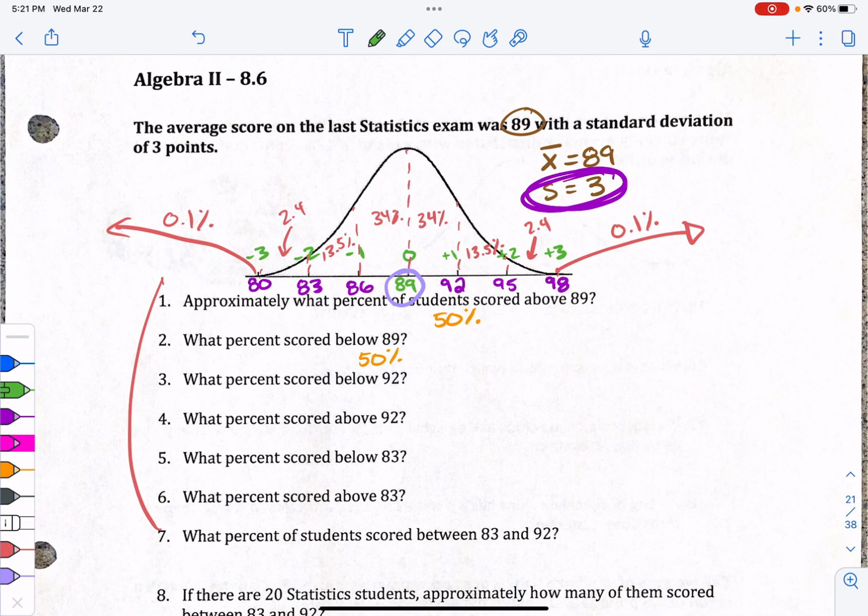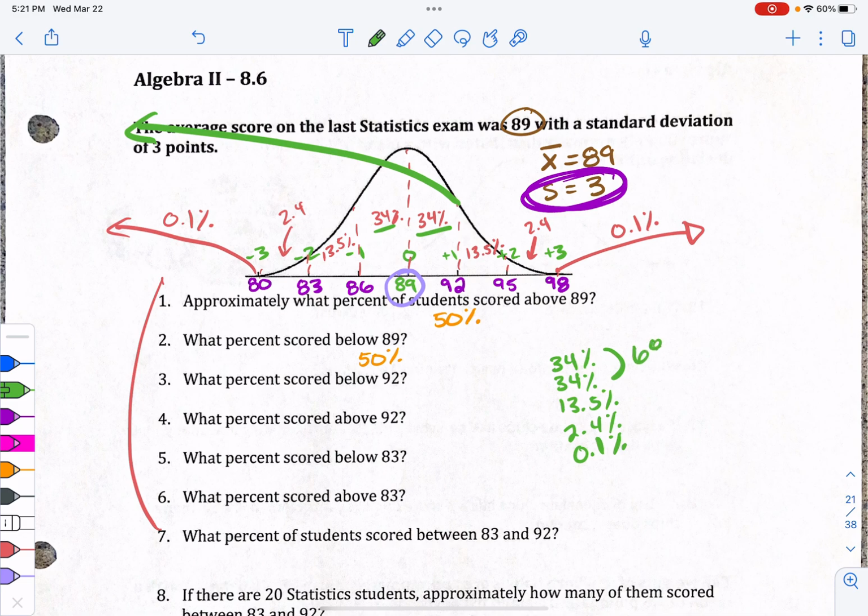Below 92 would be everybody from here in this direction, okay? So below 92 would be 34% plus another 34. I'm just going to keep a running total over here. 34%, another 34%, 13.5%, 2.4%, and 0.1%. Those are all the people that are below a 92, okay? So if I add those up, this is 68%.